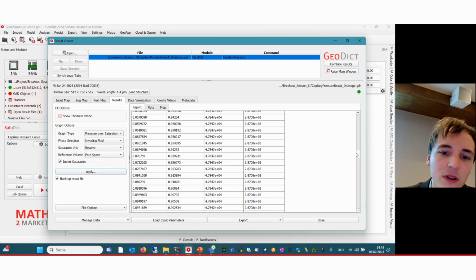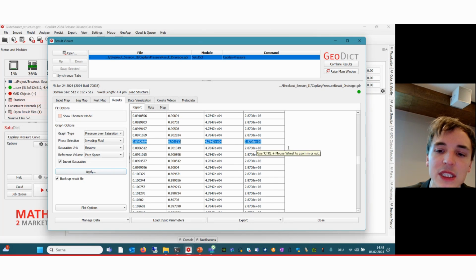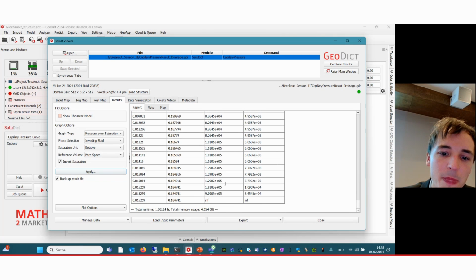And I will have all intermediate structures available here in the GeoDict software. So for each of these saturation steps, I can load each individual pressure step that was executed for that structure. And as you can see, I would have an end saturation of 81 or until about 82% oil, while the rest would be irreducible water saturation that stays within the structure.